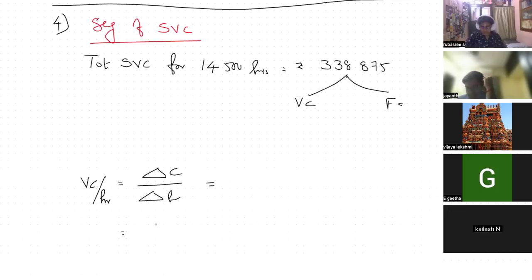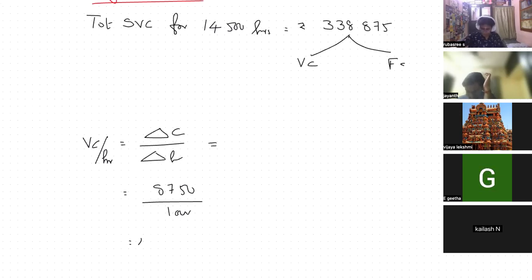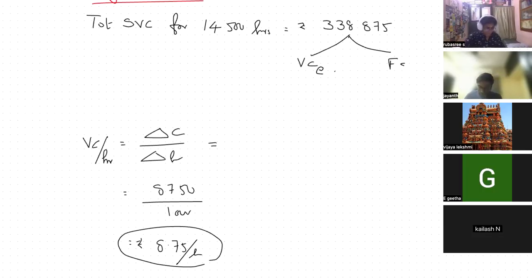Rupees 8,750. Similarly, change in hours: 15,000 minus 14,000 is equal to 1,000 hours. Therefore, variable cost per hour is equal to 8.75 rupees per hour. Got the clarity, my dears? Yes, sir. Variable cost is 8 rupees 75 paise per hour. Total number of hours 14,500. Therefore, total variable cost comes to how much? 1,26,875.